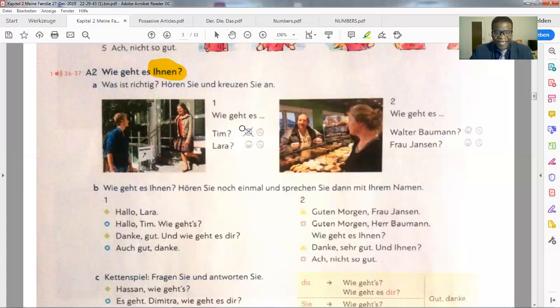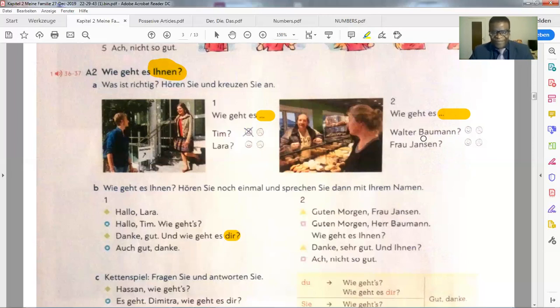Eins, wie geht es Tim? She's greeting Tim, asking Tim, okay? Zwei, wie geht es Frau Jansen? Okay, so most likely here, this is a very formal arrangement. So we expect to have Ihnen here. There comes Ihnen, this one here, the formal. Okay? This one here is an informal arrangement because these two guys already know each other. So here there's going to be dir. Okay? We are going to meet this one here, dir. Informal greeting.